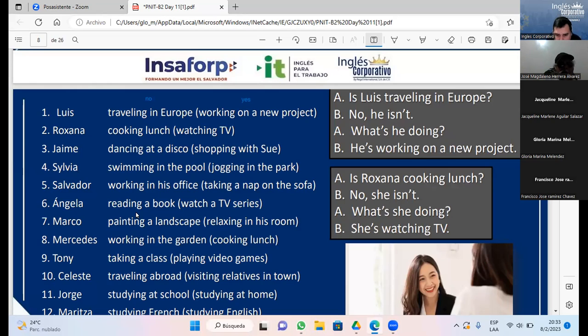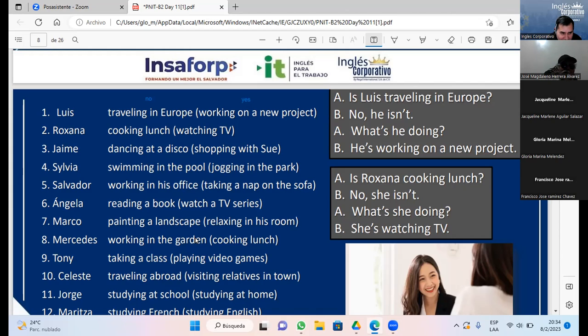Is Angela reading a book? No, she's not. What is she doing? She's watching a TV series. Watching. ¿Qué es lo que está haciendo ahorita? Sí, pero sí es watching, porque es watch cuando está viendo. Progressive. Porque ahí se quedó la ING fuera. Bueno, pero ahí le seguimos, ahí lo llevamos.